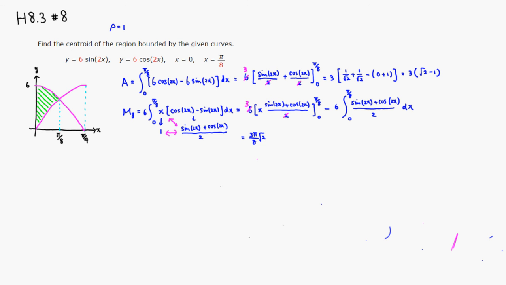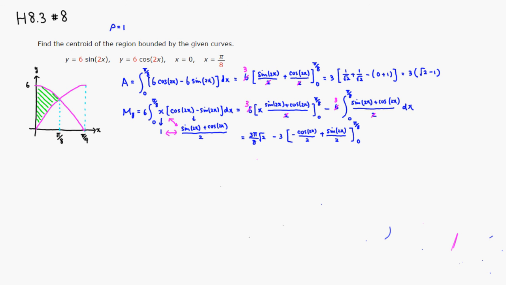Then we have to take care of the second integral. Again, 2 and 6 cancel out, so you still have 3, so it's going to be minus 3. Then we have to find the antiderivative. The antiderivative of sine of 2x is negative cosine of 2x over 2, and the antiderivative of cosine is sine of 2x over 2. Then you're going from 0 to pi over 8.